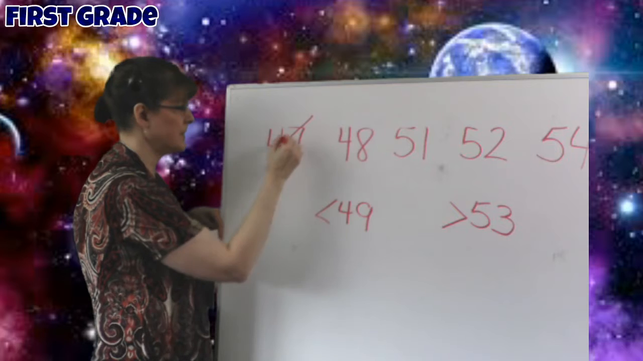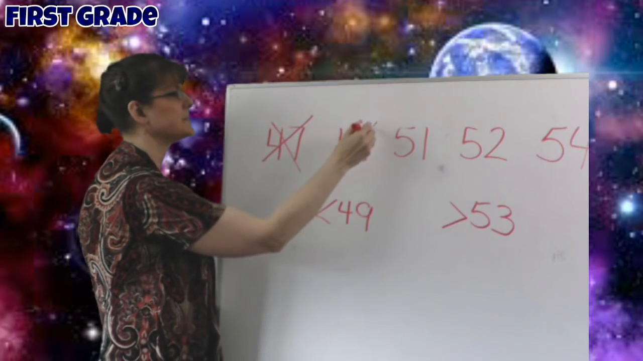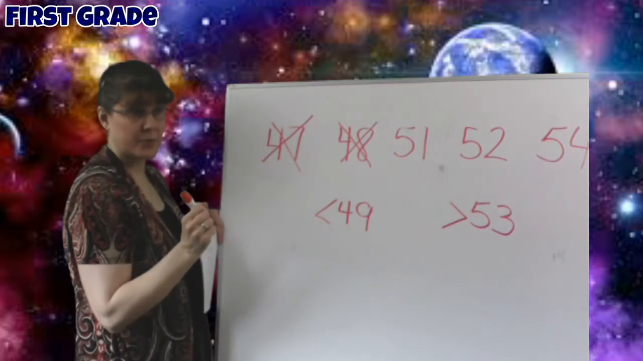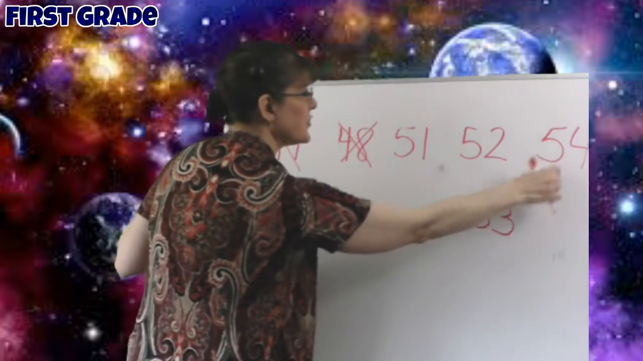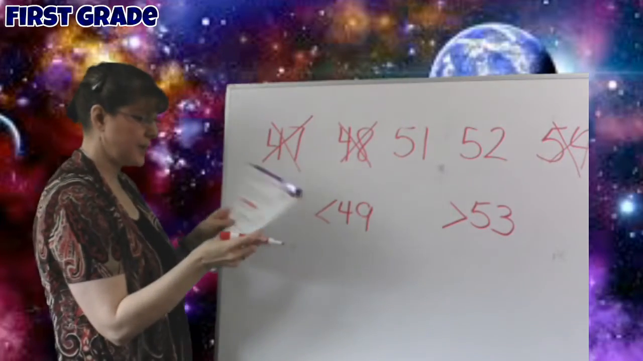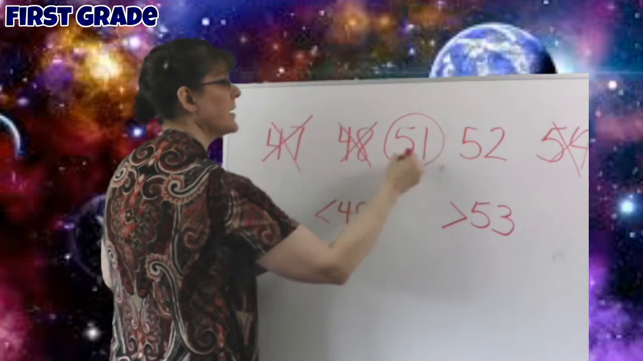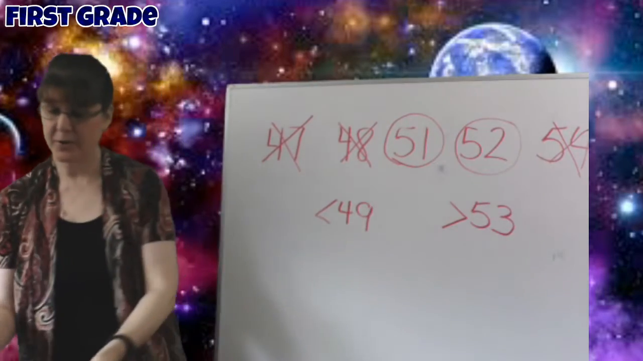47 is definitely less than 49, so I cross out 47. 48 is less than 49, I cross out 48. What is greater than 53? 54 is the only one greater than 53, so the cards that I have left are 51 and 52. Those are the cards that Cassidy has left. Go ahead and turn your page.